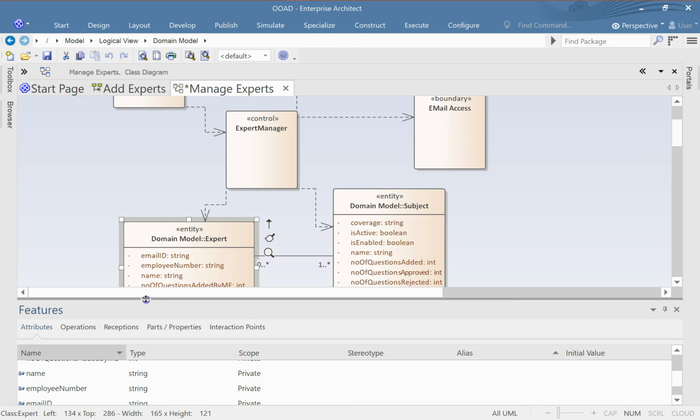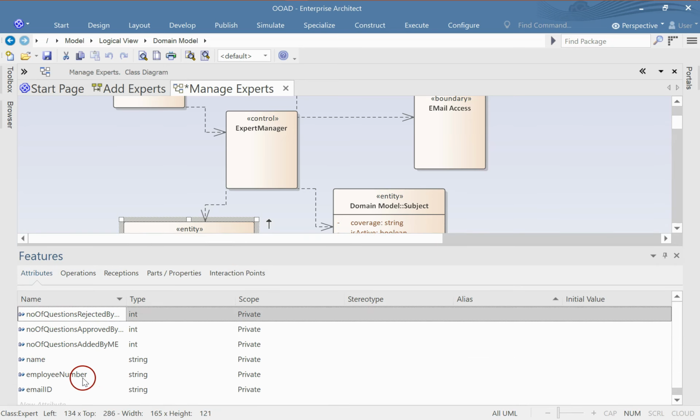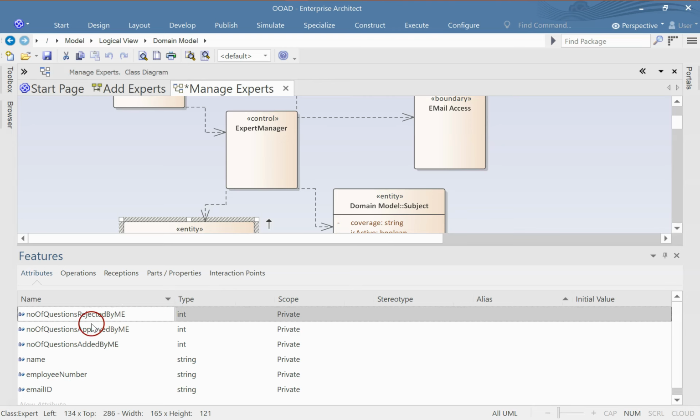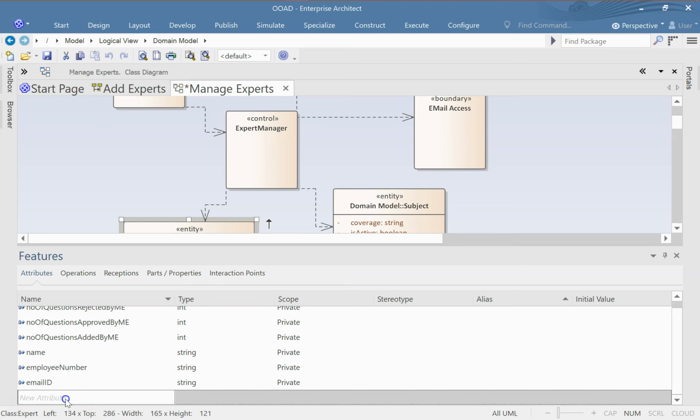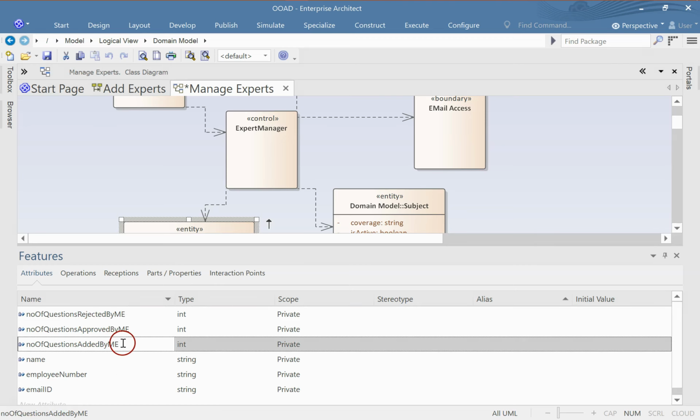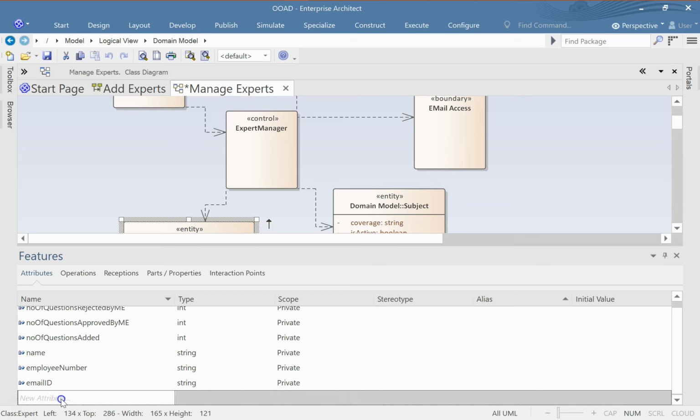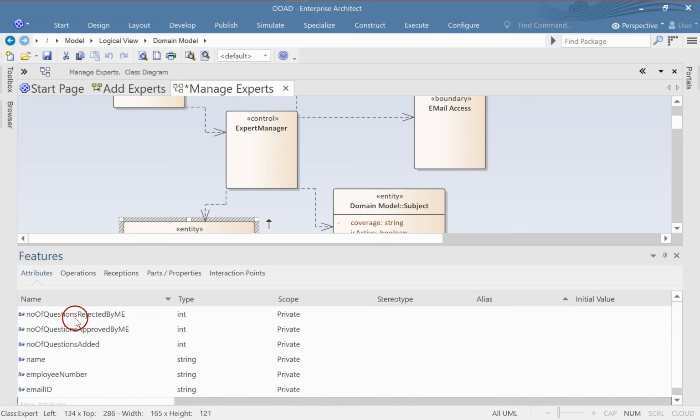Okay, so this part we have taken care of as a reviewer. So these are properties as a reviewer. Now apart from that, added by me is not as a reviewer. So let's say number of questions added. As a reviewer, he can only approve or reject.